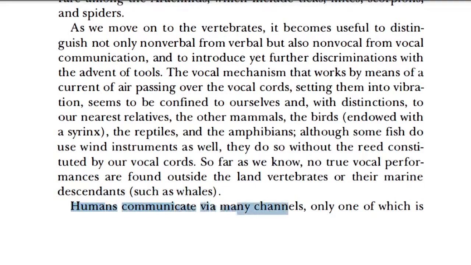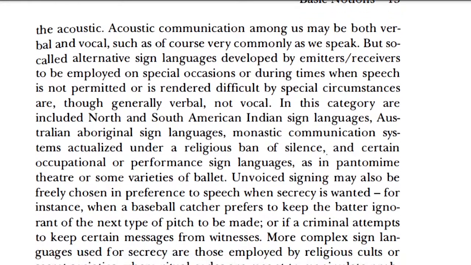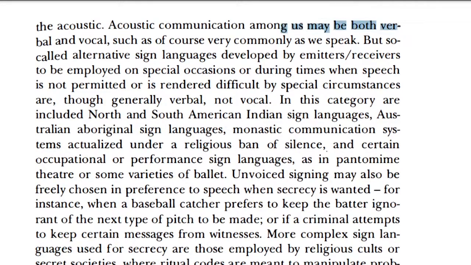Humans communicate via many channels, only one of which is the acoustic. Acoustic communication among us may be both verbal and vocal, such as, of course, very commonly as we speak, but so-called alternative sign languages, developed by emitters and receivers to be employed on special occasions or during times when speech is not permitted or is rendered difficult by special circumstances, are, though generally verbal, non-vocal. So alternative sign languages could be considered verbal but not vocal.